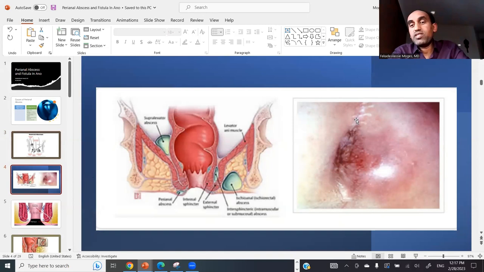So clinical presentation: very painful perianal swelling. Patient cannot defecate. Patient has a very painful experience when sitting, and during physical examination, you can see redness, you can see glistening because there is acute inflammation going on. So you can see the skin is shiny. It's red and shiny, okay.